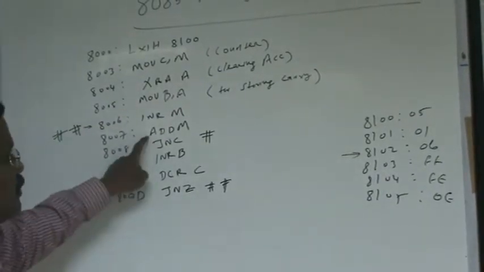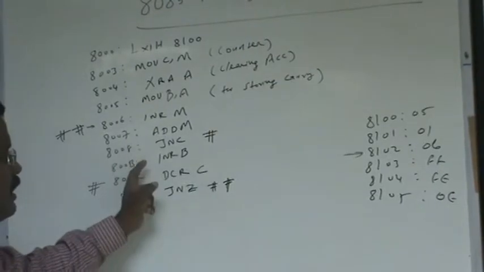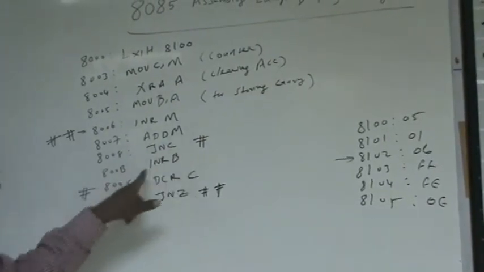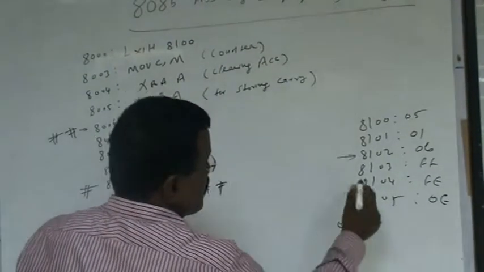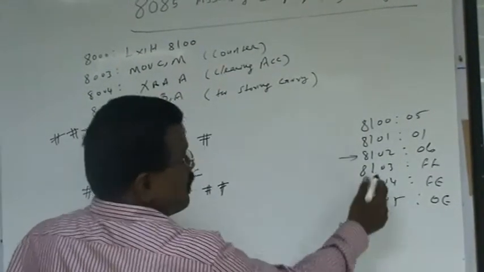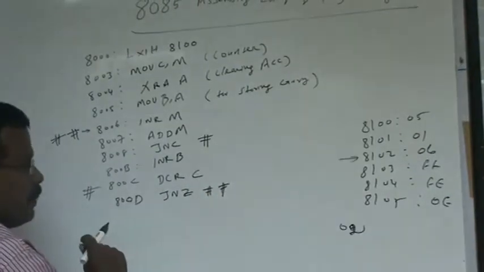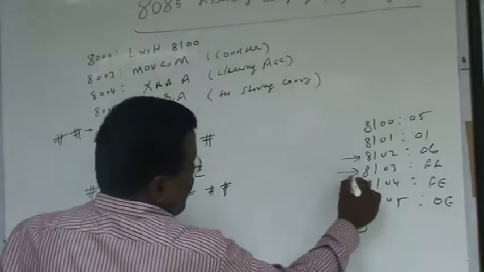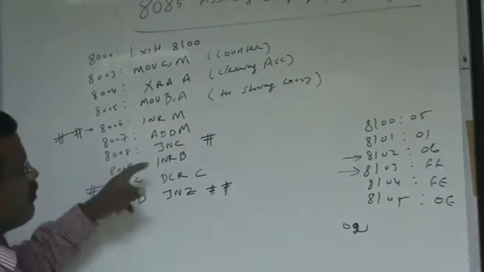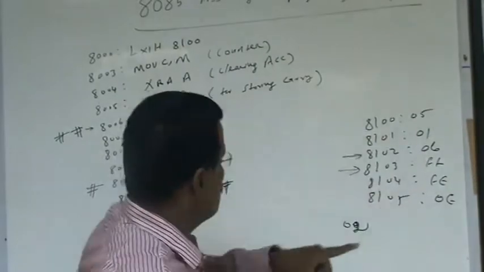Now what will ADD M do? The first data will be added with the second data. It will check the carry. If there is no carry, it will come straight here. Now the value of C will become 02 because we have added the second data. Now the result is not 0, so it will go back and fetch the third data, which is FF. So FF will be added with the previous value of 01 and 06.